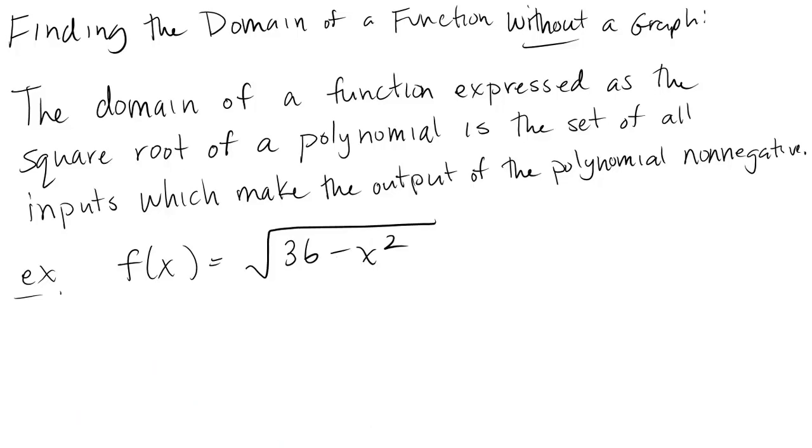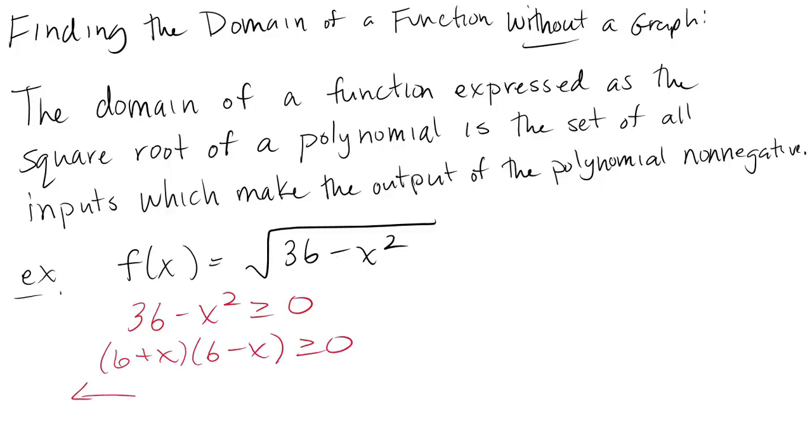Here we're to find the domain of the function f of x equals the square root of 36 minus x squared. How do we determine that domain algebraically? Well, we know the thing under the radical has to be non-negative, so I know that 36 minus x squared must be greater than or equal to 0. Then we factor. This is 6 plus x times 6 minus x. Then we make a sign chart. We know that the two numbers that make this equal to 0 are -6 and +6.